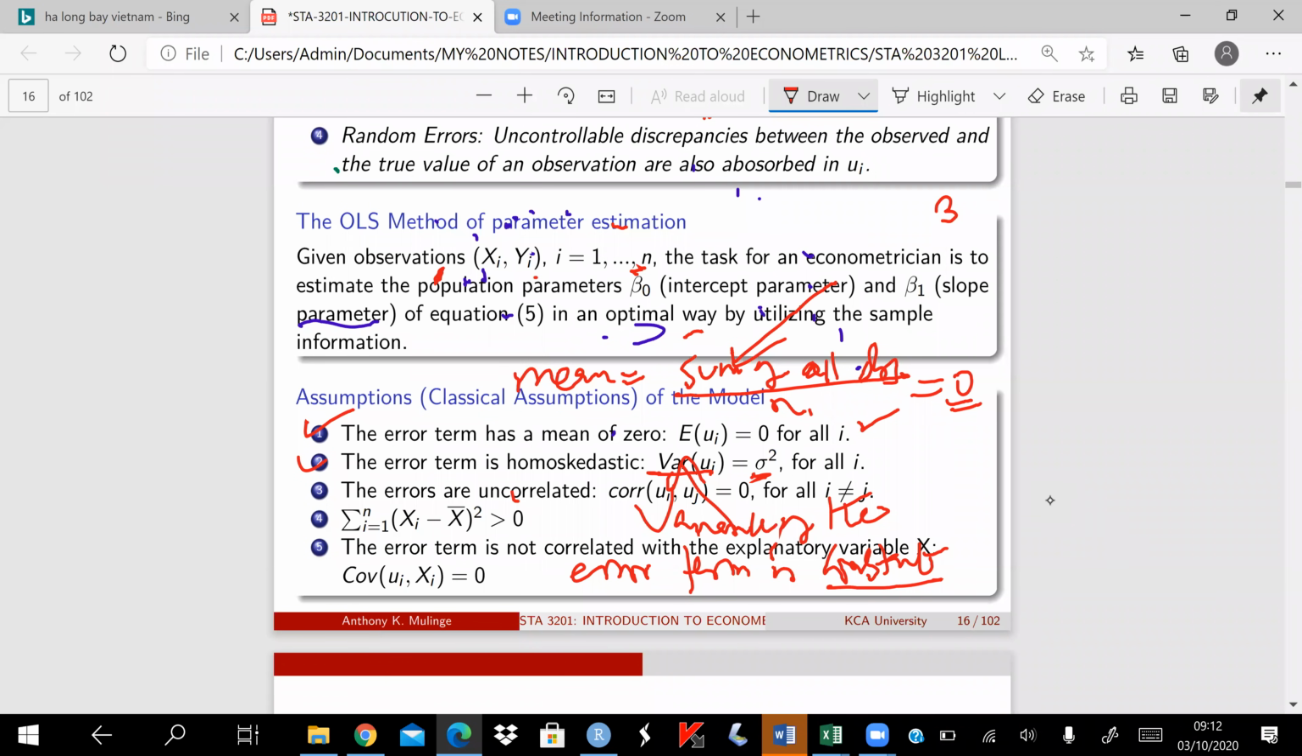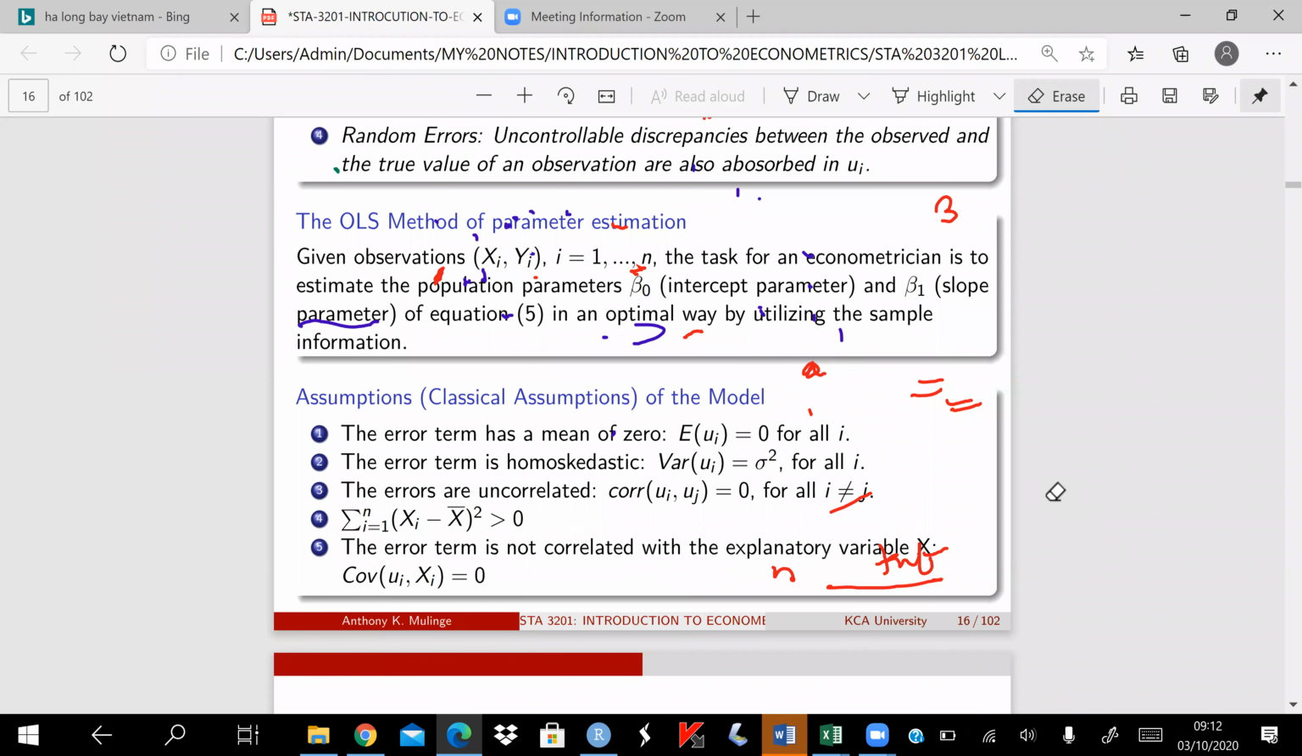So when you talk about the variance, variance is a measure of spread, a measure of dispersion. I want to sketch that so that you see what is meant by homoscedastic, and you'll also be able to see what is heteroscedastic. Though the details about homoscedasticity and heteroscedasticity are captured in some other topic.